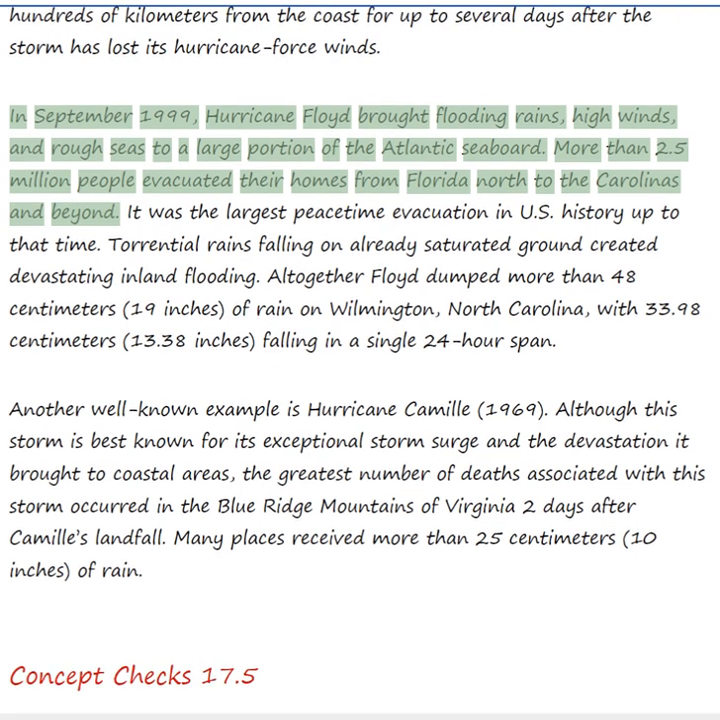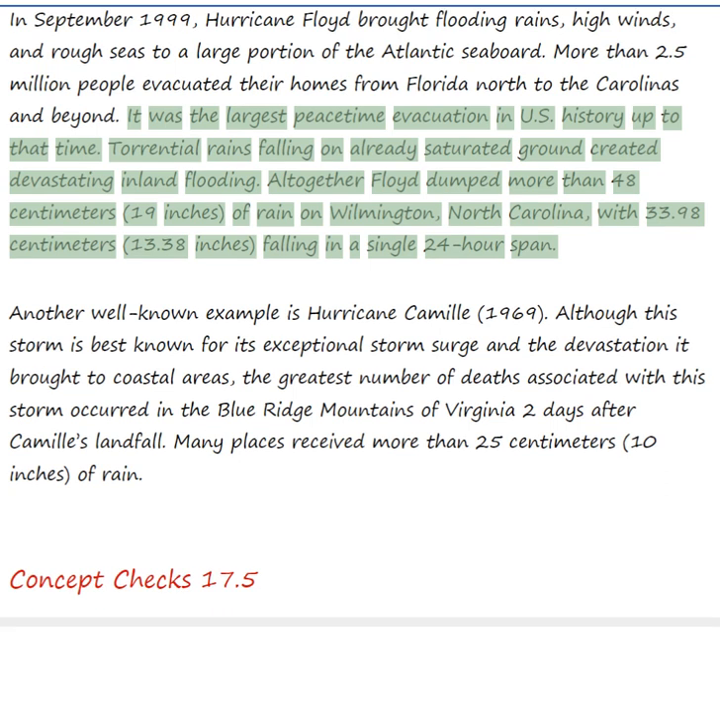In September 1999, Hurricane Floyd brought flooding rains, high winds, and rough seas to a large portion of the Atlantic seaboard. More than 2.5 million people evacuated their homes from Florida north to the Carolinas and beyond. It was the largest peacetime evacuation in U.S. history up to that time. Torrential rains falling on already saturated ground created devastating inland flooding. Altogether, Floyd dumped more than 48 centimeters of rain on Wilmington, North Carolina, with 33.98 centimeters falling in a single 24-hour span.